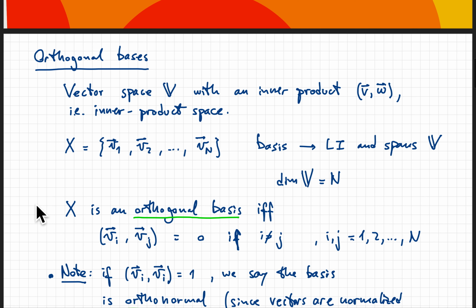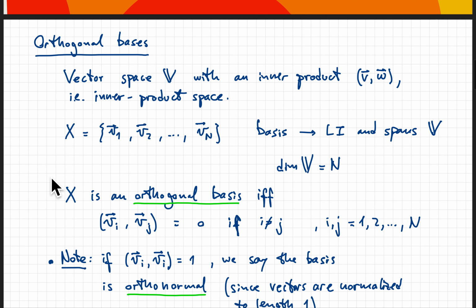And we say that this basis is orthogonal if and only if the inner product between the vectors is equal to 0 when they are two different vectors. Okay, so ⟨vi, vj⟩, or the dot product of vi with vj, is 0 if i is different from j, for any values of i and j in our basis.